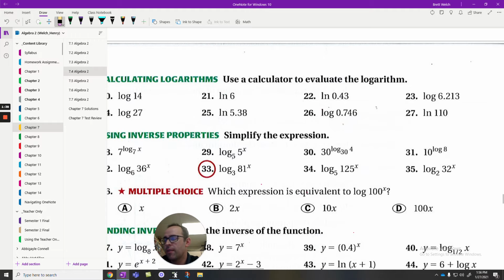20 through 27, we're just putting them in the calculator. If it says ln, you use the ln key. Log, you use the log key. We get down here to these problems. Let's look at 30 and 34 real quick.